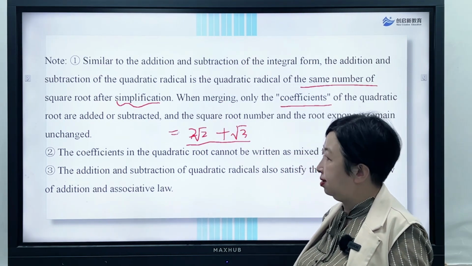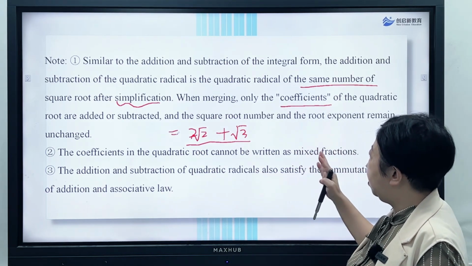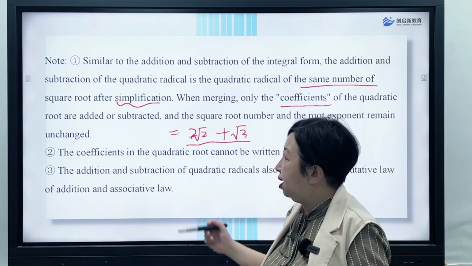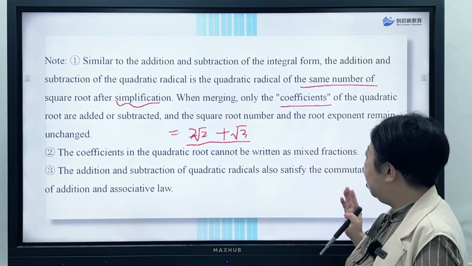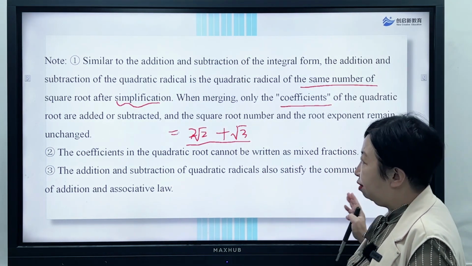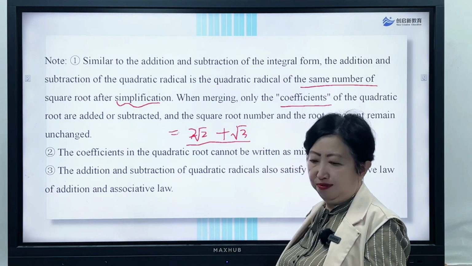Second, the coefficient in the quadratic radical cannot be written as a mixed number. Third, the addition and subtraction of quadratic radicals also satisfy the commutative law and associative law of addition.